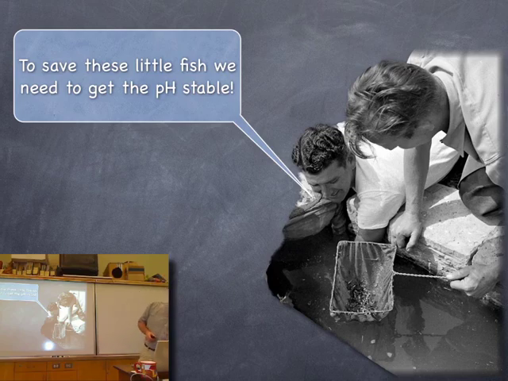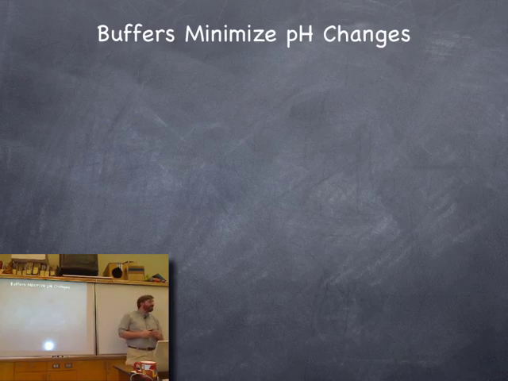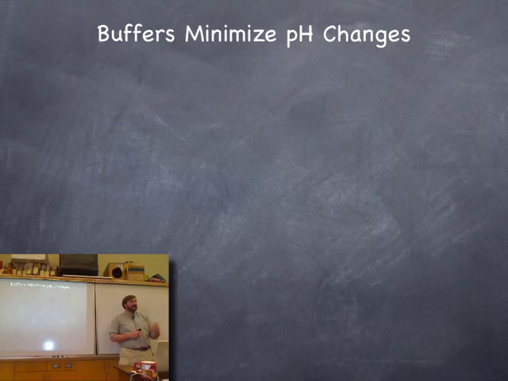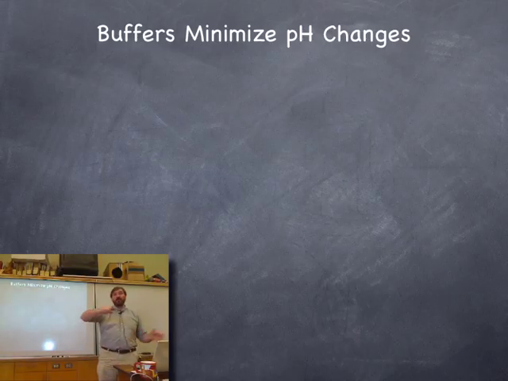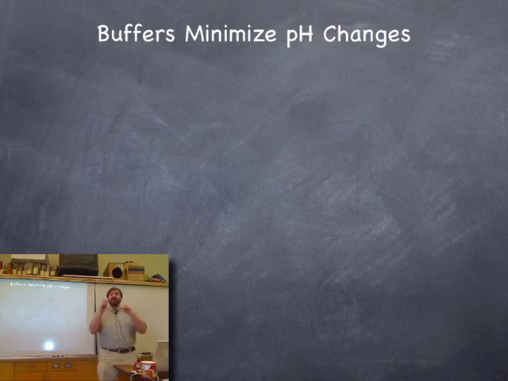So what we need to do is find some way to minimize changes to pH, to keep the pH more stable than it is now. And to do that, we use something called buffers. Okay? A buffer is a substance that minimizes pH changes in a solution. So we're going to add this buffer stuff, and then if acid or base is added later on, it will keep the change in the overall pH as small as possible.